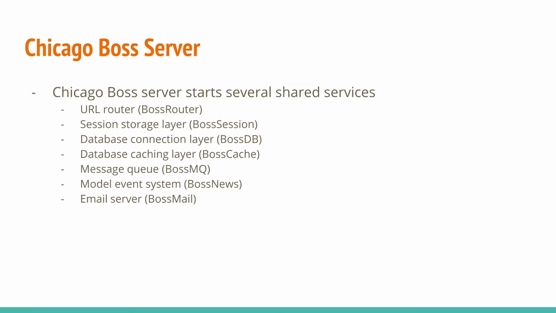We have a database connection layer known as BossDB, which will handle the connections to the database that our applications will need. Then we have a database caching layer known as Boss Cache, which allows us to cache frequently queried data for increased performance. And additionally, we have a message queue known as BossMQ, a model event system known as Boss News, and an email server known as Boss Mail.